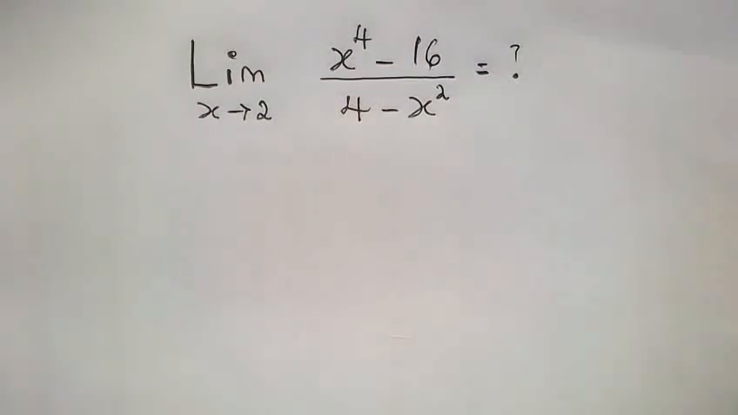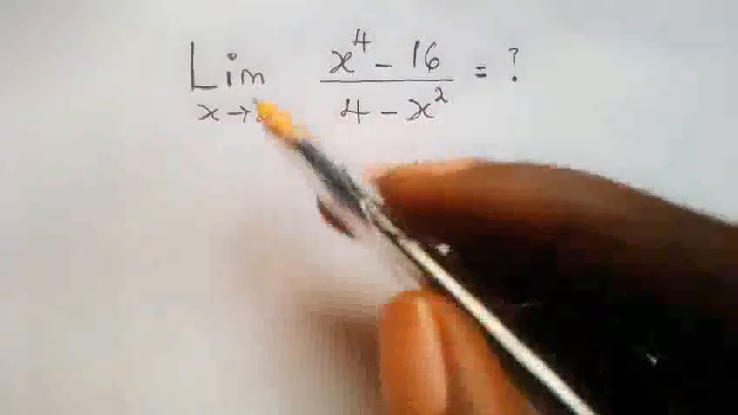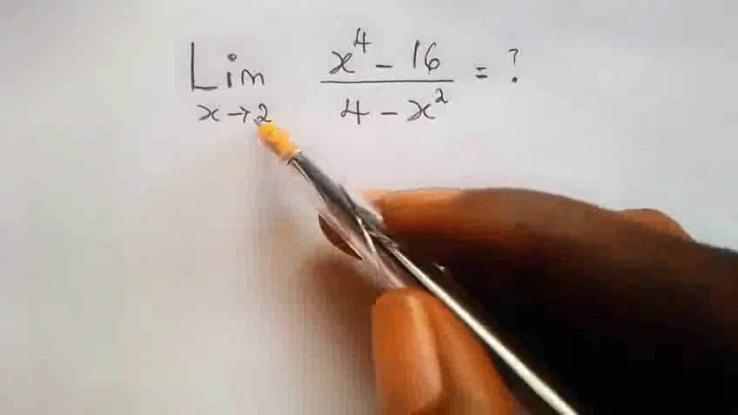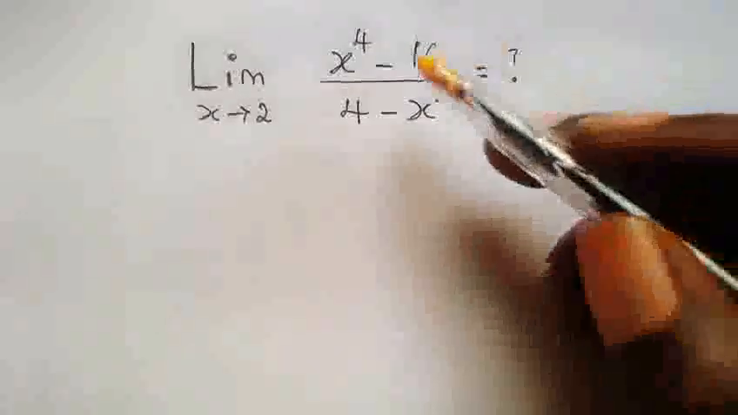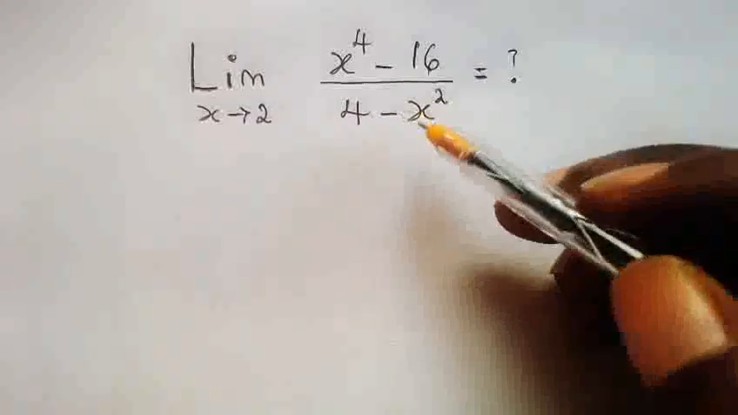Today we have the following interesting limit problem, which reads as follows: the limit as x approaches 2 of (x raised to power 4 minus 16) all over (4 minus x raised to power 2) equals dash.